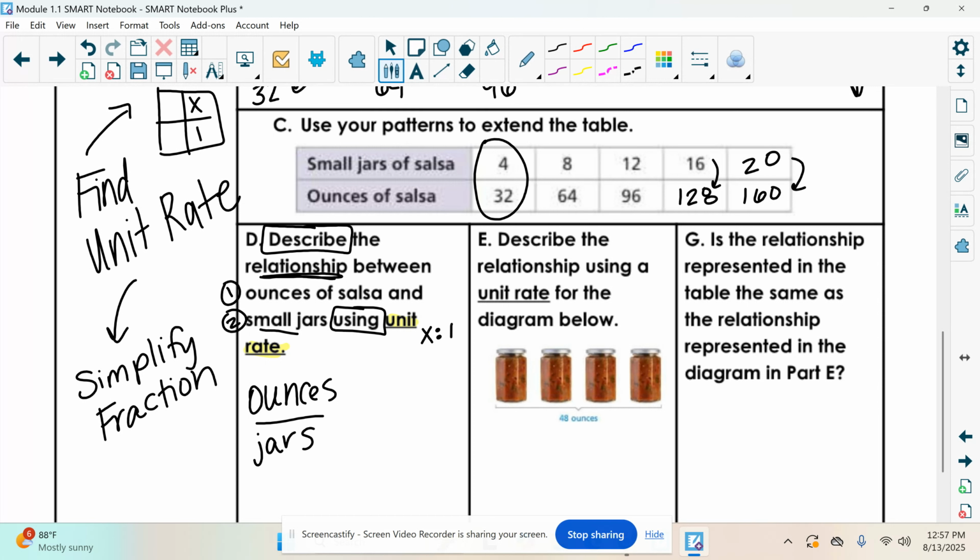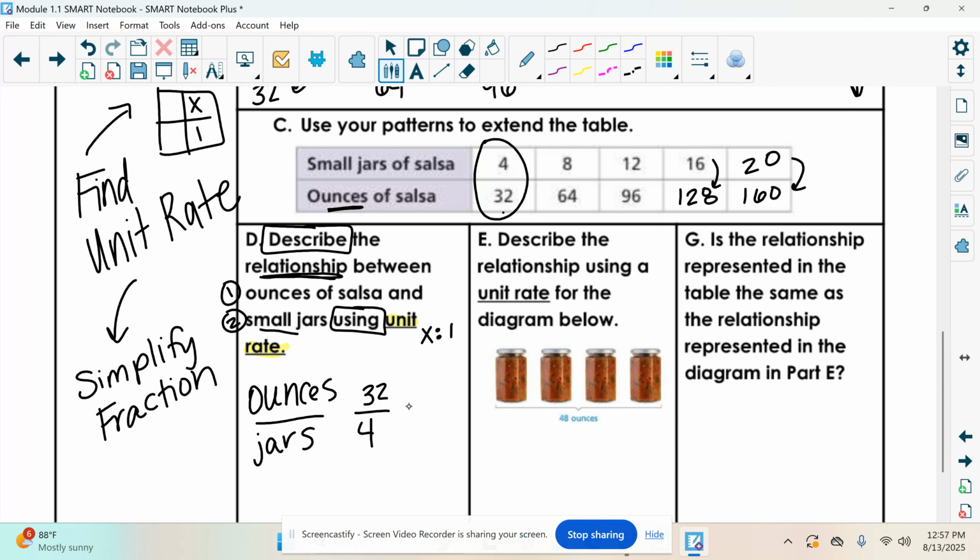4/32. How many ounces are in the first column? 32. You gotta pay attention. That's how they get sneaky with it. Alright, ounces are 32. And the jars are 4.